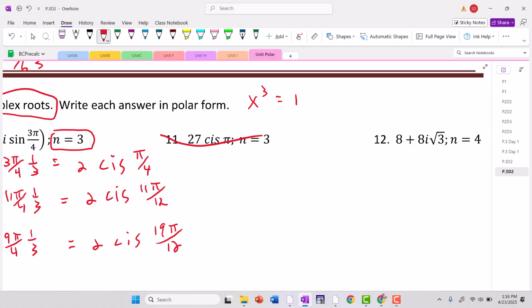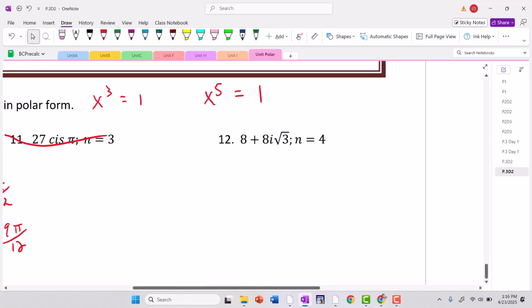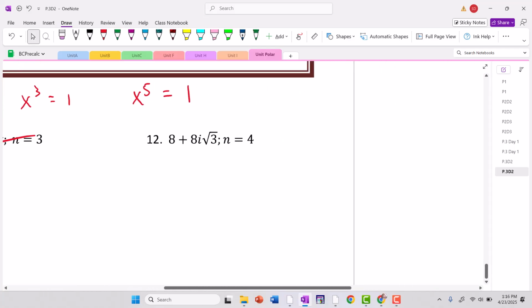And the same thing with x to the 5th. How many answers should there be for an x to the 5th? 5. One of the answers is 1. The other 4 are imaginary. And this is exactly the process you would do to solve for that. 100%. Imagine this is like solving x to the 4th equals something. The process I'm going to do right now is exactly what you would do.